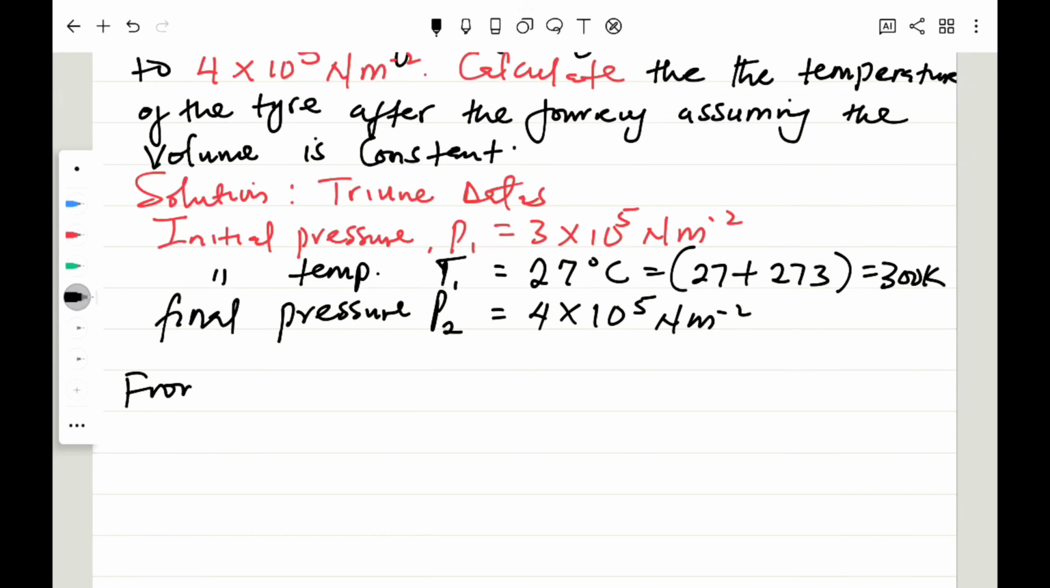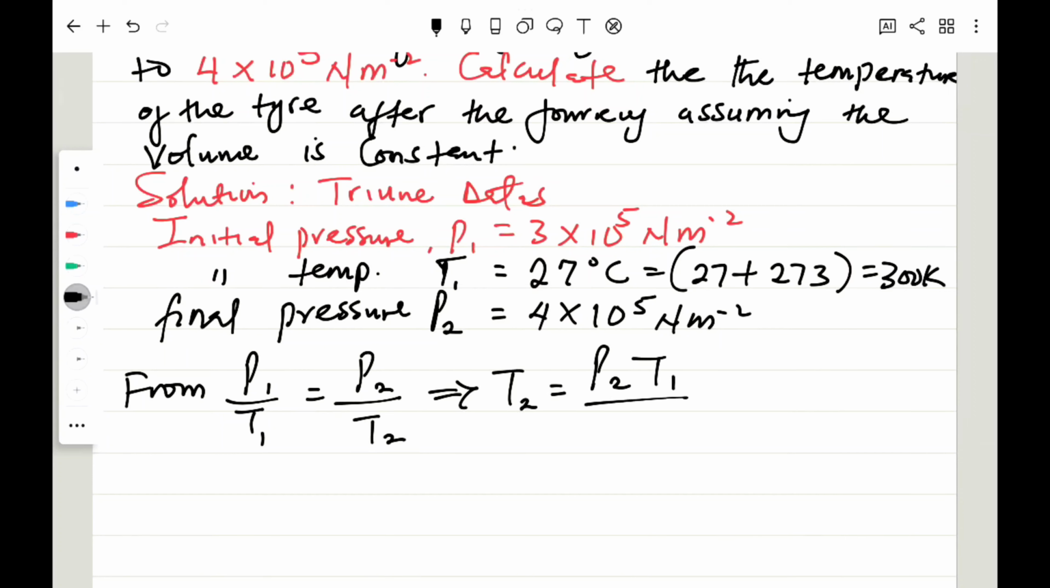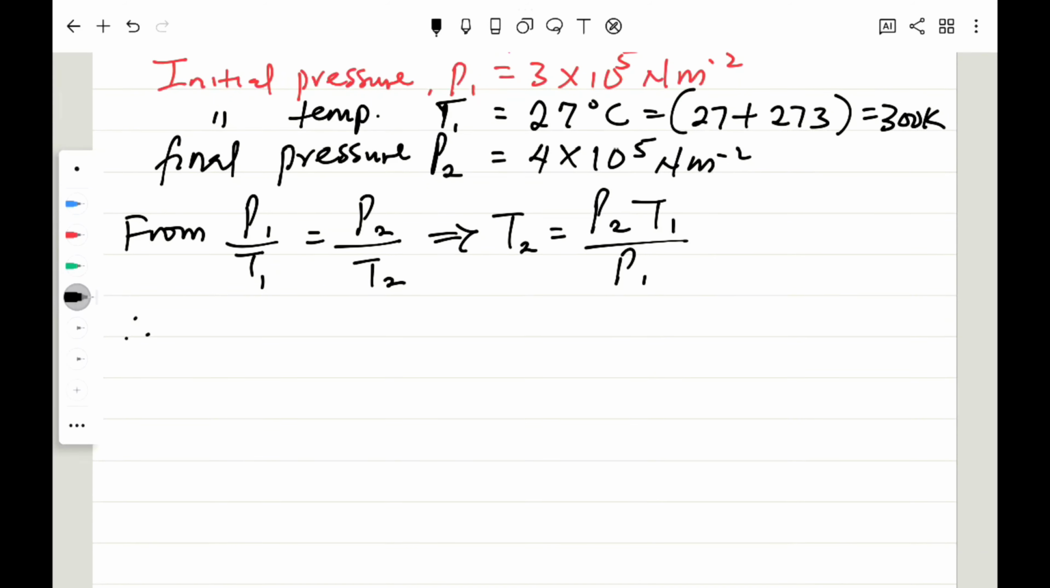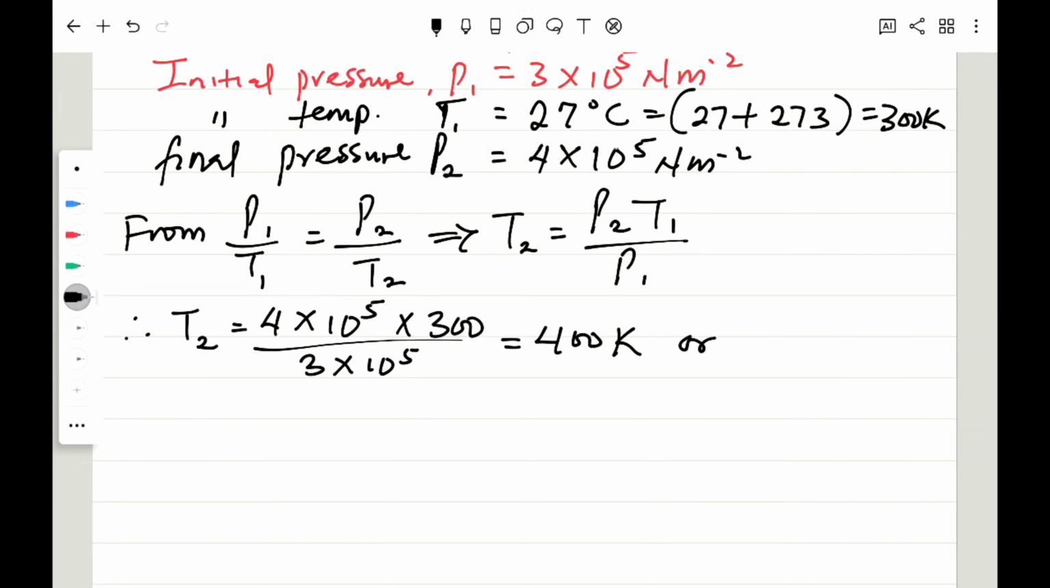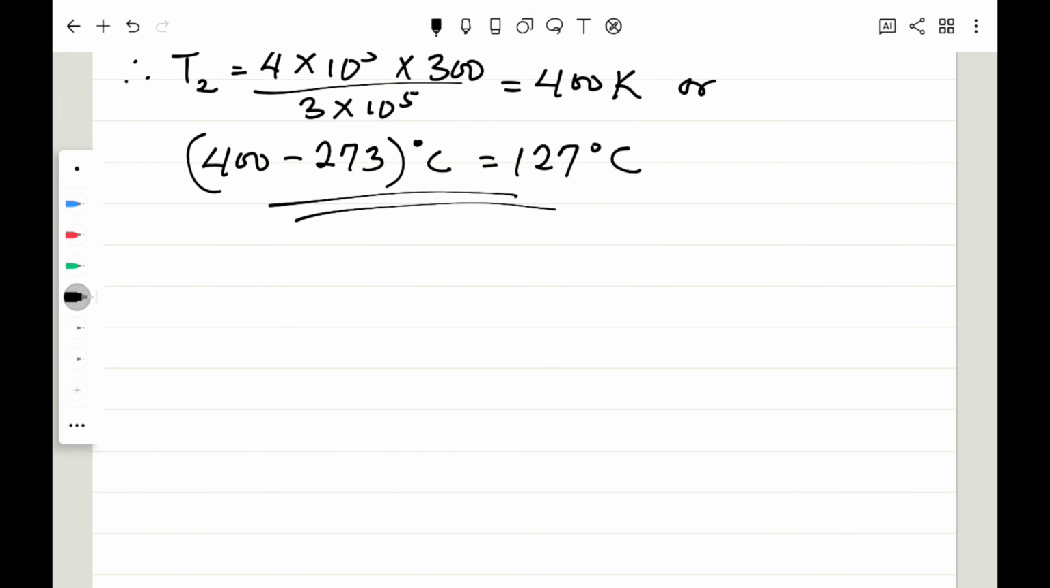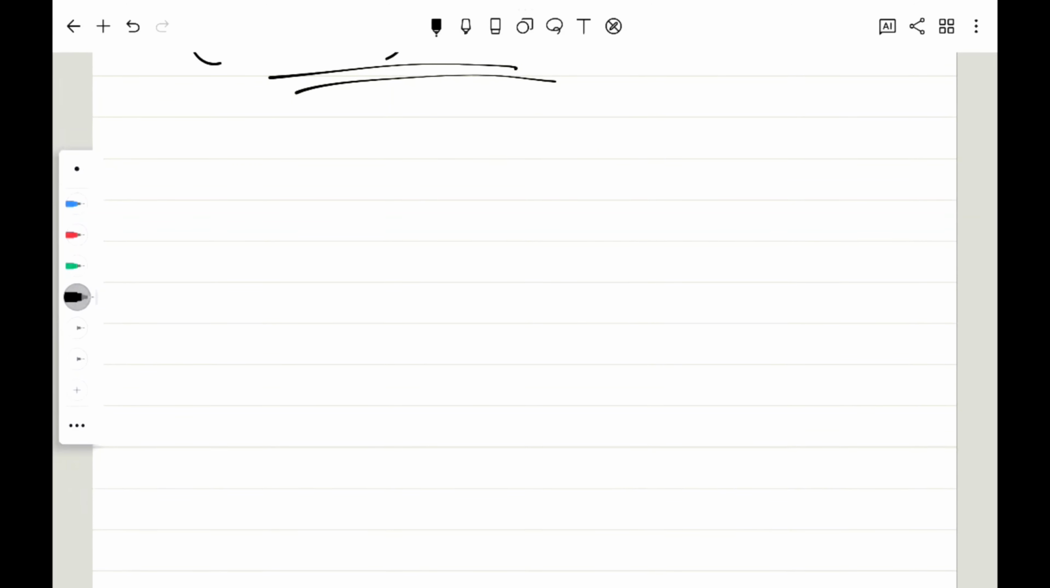Our T2 is unknown. So from P1 over T1 is equal to P2 over T2, T2 is equal to P2 T1 over P1. By substitution, T2 is equal to 4 times 10 raised to 5 times 300 divided by 3 times 10 raised to 5, to give you 400 Kelvin, or 400 minus 273 degrees Celsius, which will give you 127 degrees Celsius. That gives us our answer.